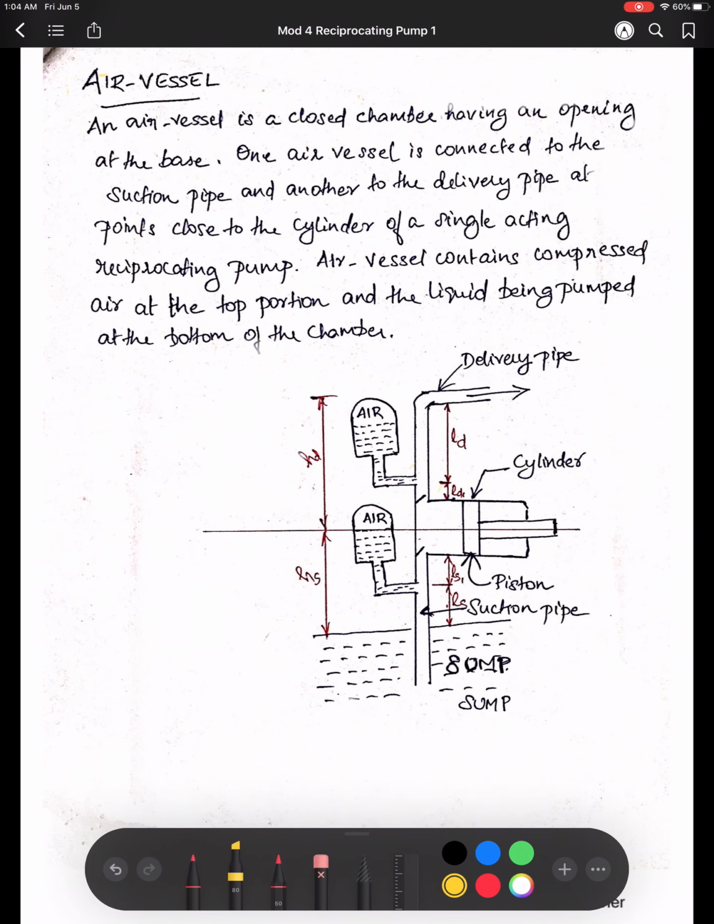Now air vessels. Air vessel is a closed chamber having an opening at the base. As you can see, there is an opening here, and one air vessel is connected to the suction pipe and another to the delivery pipe at points close to the cylinder of a single acting reciprocating pump. It consists of compressed air at the top and water in the bottom.